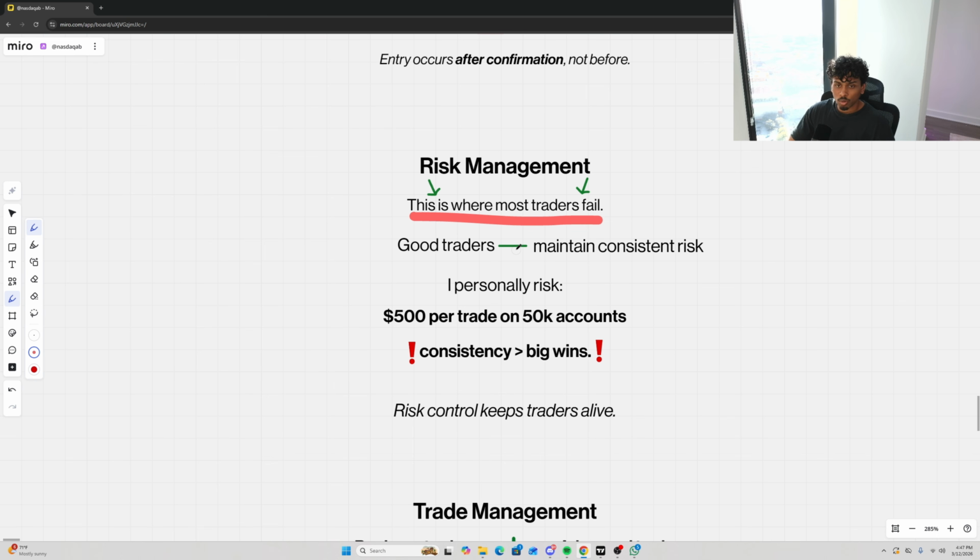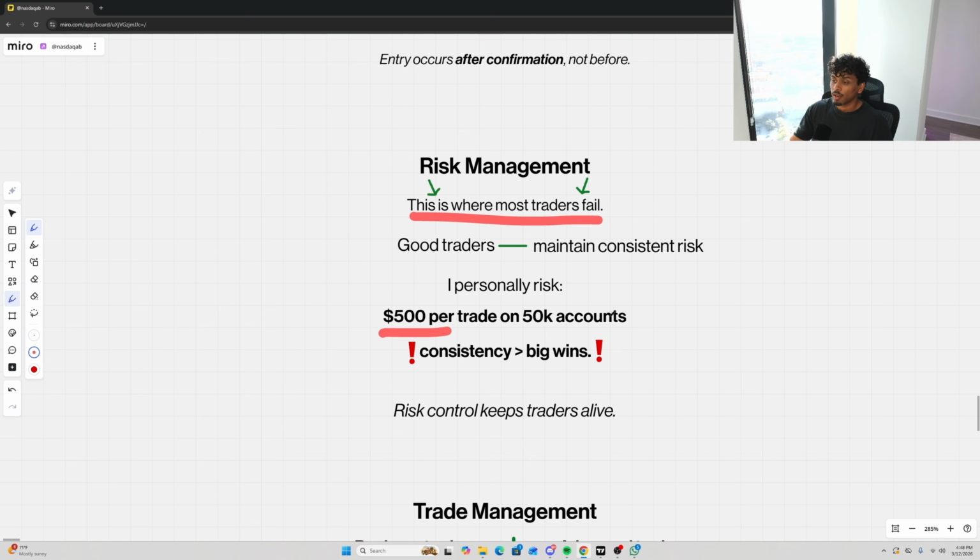Sometimes they risk $200 on a trade, other times they risk $1,000 on the trade, right? Me personally, when I trade on 50K accounts, I am risking $500 per trade. Okay, on 150K accounts, which is what I usually trade, I'm risking anywhere between $1,000 to $1,500 per trade. So that leaves me with the 3 to 4 trade buffer in order for me to blow the account.